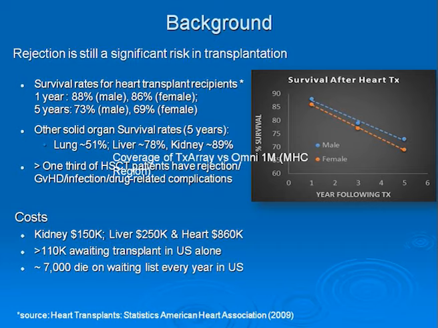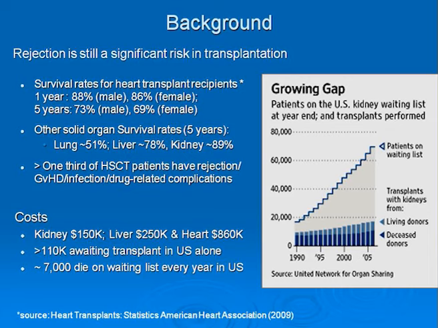The number of people on a waiting list in the U.S. is huge. It's about 110,000, of which about 7,000 die every year. And the gap is growing between those on the waiting list, especially for kidney, where there's a lot of chronic kidney disease and a lot of diabetes, which is really impacting this delta here. And the living donors and cadaver donors, while they are increasing, are not keeping up at all with the new number of patients coming on the waiting list.